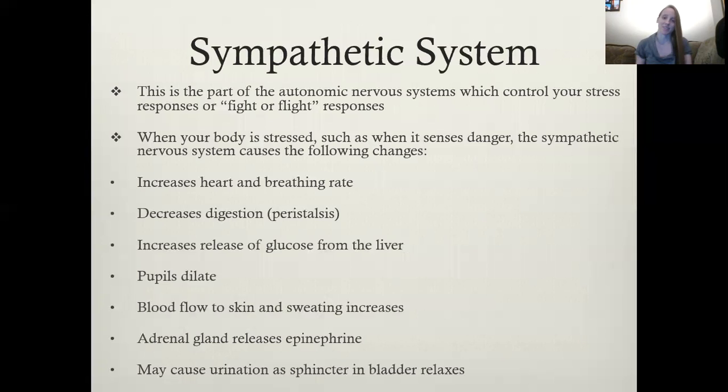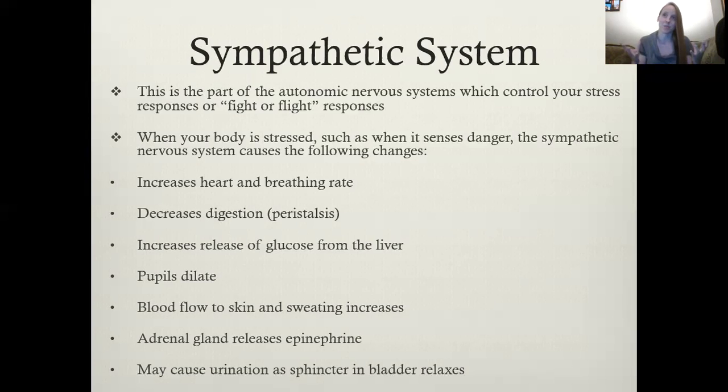The sympathetic nervous system is essentially your fight or flight response. This is how you respond when you sense danger or you're in a stressful situation. It's going to increase your heart rate and your breathing rate to get more oxygen into your body and then around to all of your cells. It's going to decrease digestion, so you're not wasting energy digesting things when you might have to fight or run away. It's going to release glucose from your liver, so you have more blood sugar, so more energy available to your cells to work with.